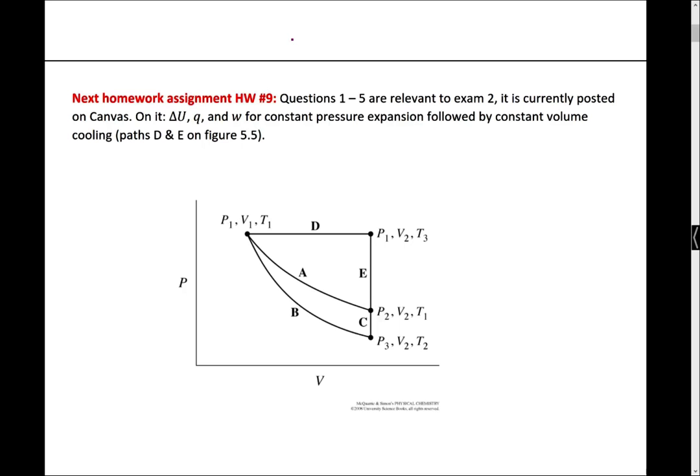What's being held constant going from here to here? Path C. It's the volume being constant. So if we think about heat and work, which of those two terms is going to be equal to 0 for that path? Work, right? Because we can't have expansion or compression. The volume is constant. So this basically means that I'm heating the system at constant volume, right?